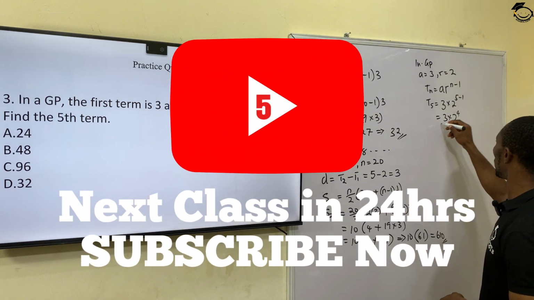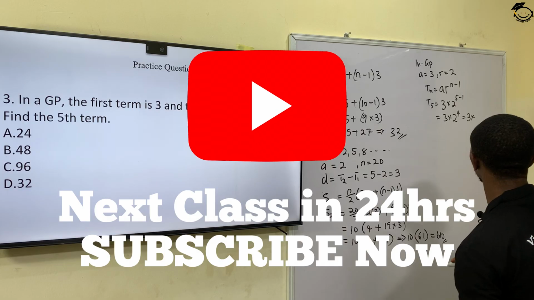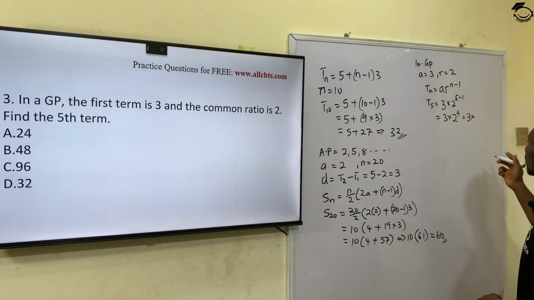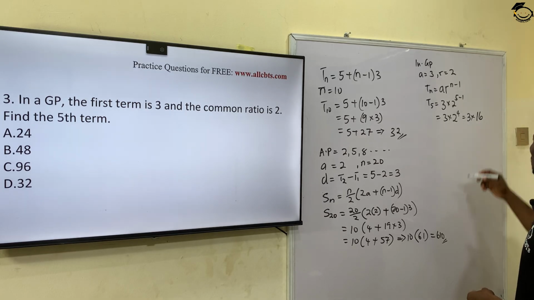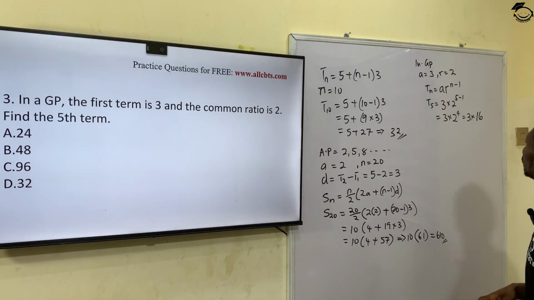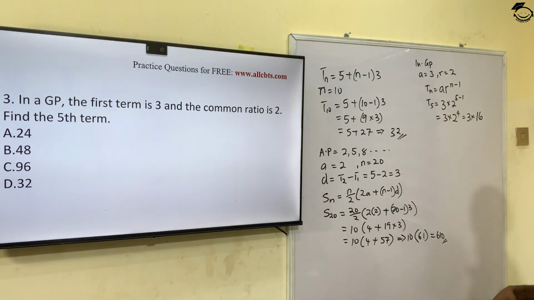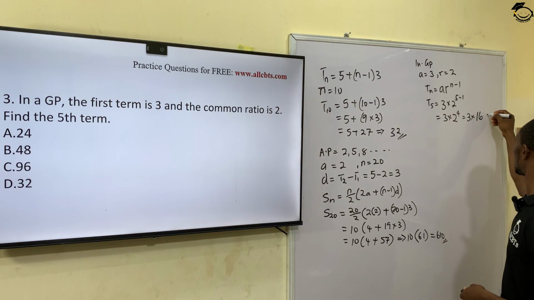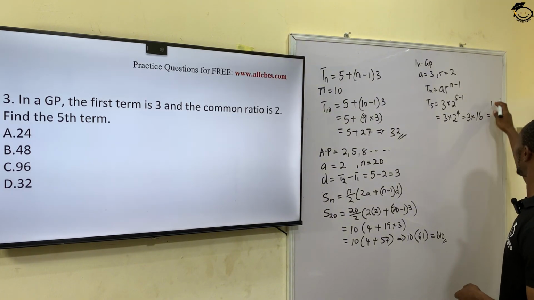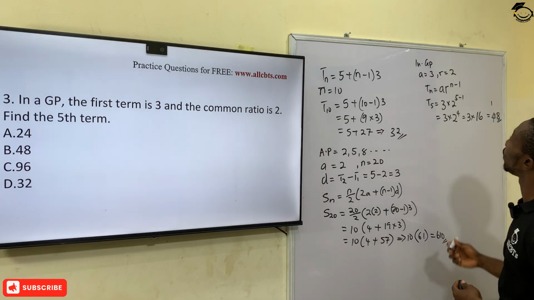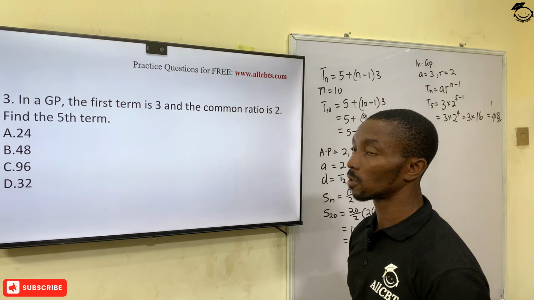So 2 raised to the power 4 would give us 2 times 2, 4, 4 times 2, 8, 8 times 2, 16. All right, so 2 raised to the power 4 gives us 16. Now 3 times 16: 3 times 6 would give us 18, write 8, carry 1. 3 times 1 is 3, plus 1 is 4. So the fifth term for this sequence would be 48.